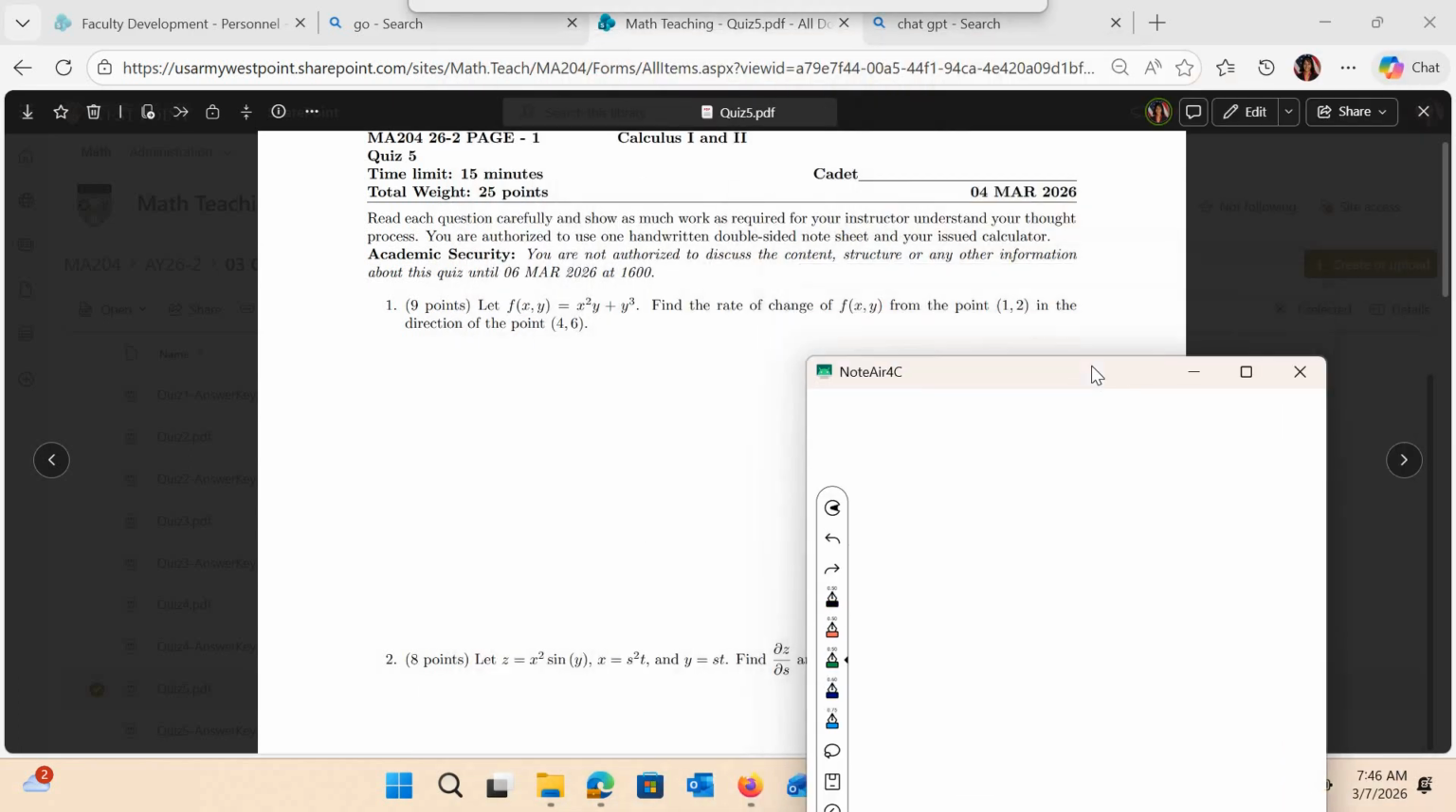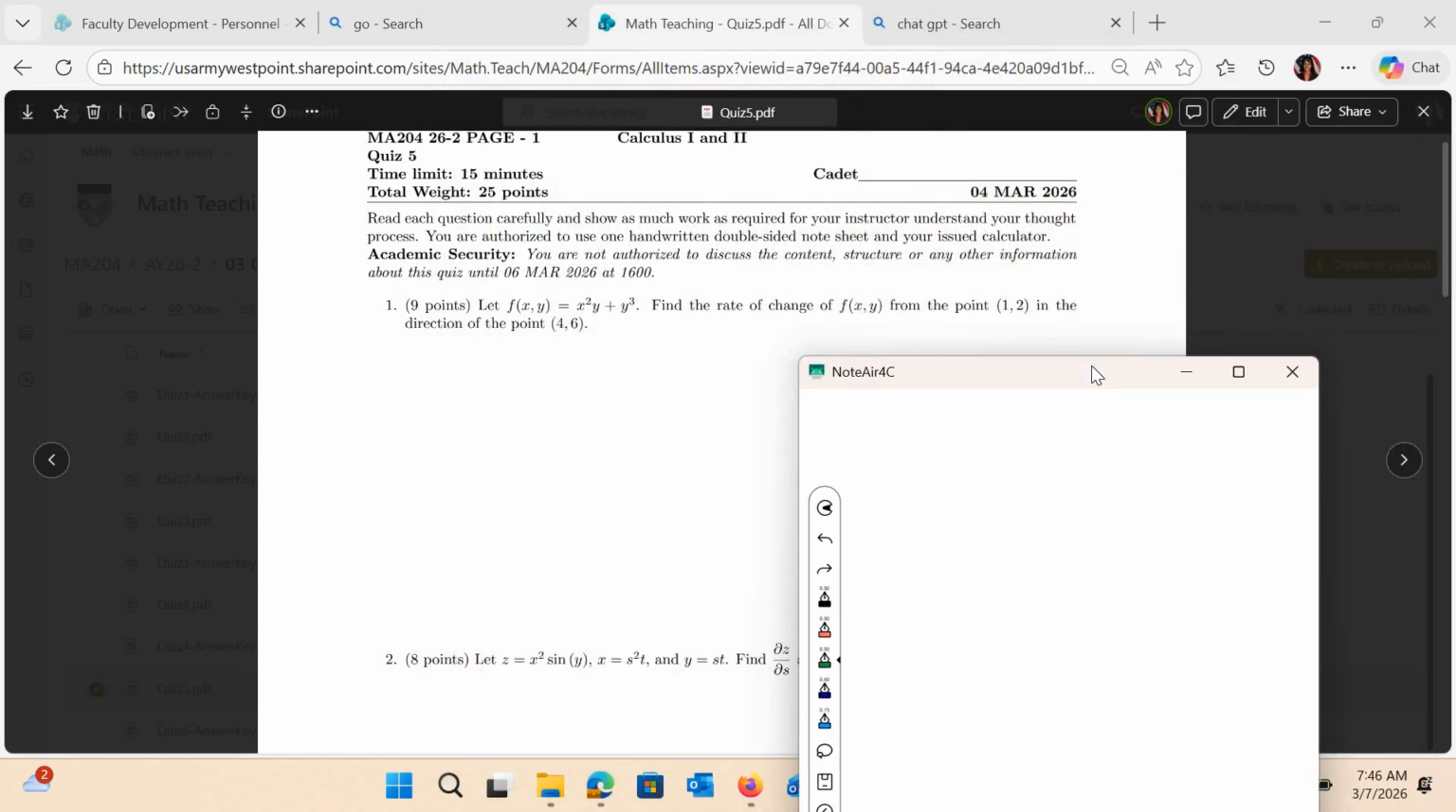All right, coffee's on and time to do the quiz. So I'm going to do each problem separately by type of problem. And this is a directional derivative problem. This is number 1 off your quiz 5.